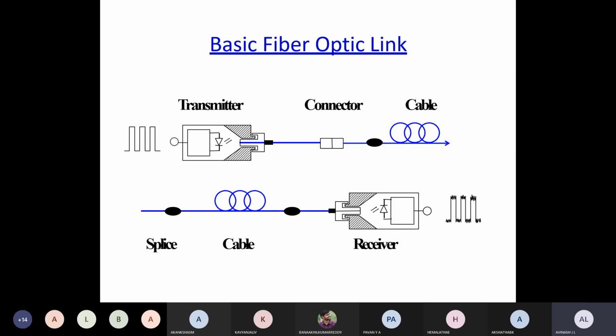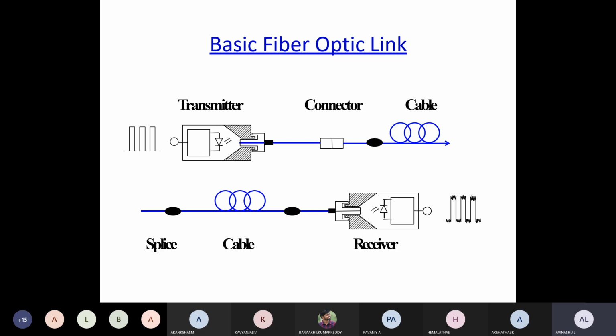When you are linking the fiber from transmitter to receiver, what are the different things that come into existence? Connectors will come, optic cable will come, splicing we have to do. All this comes into the picture. Now when you see this diagram, I can see that there is a transmitter and a receiver, and between them there is a cable.